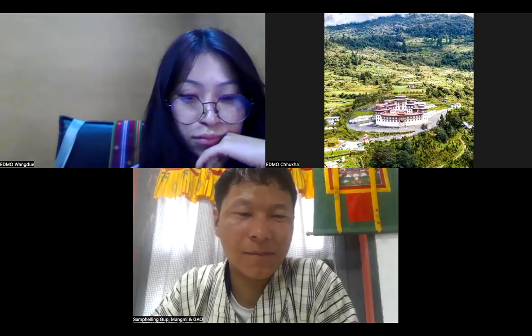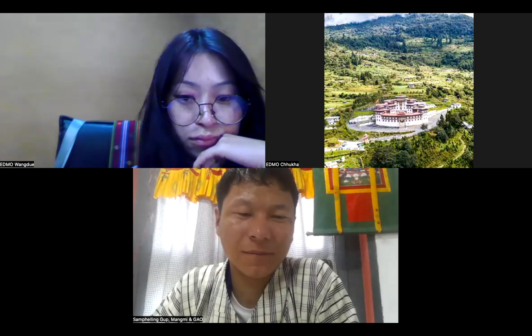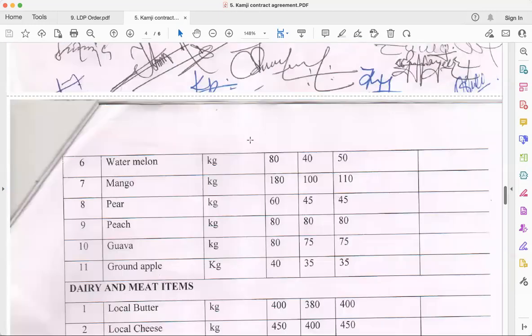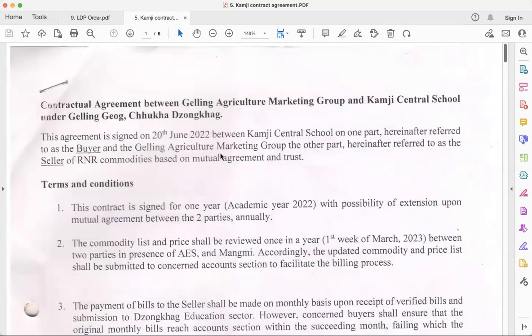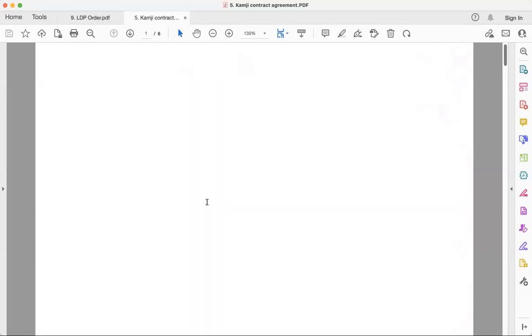Let me see. Chuka. For example, the Kamji contract agreement, let me show you Kamji. I'll allow you to ask questions, but let me just make this quick. So this is the contractual agreement between the Gyok and the Gelling Agriculture Group.